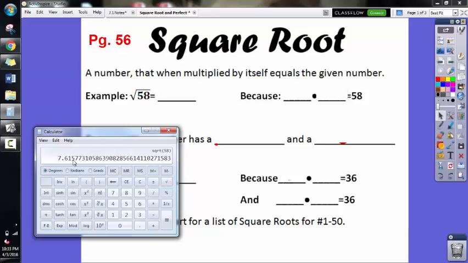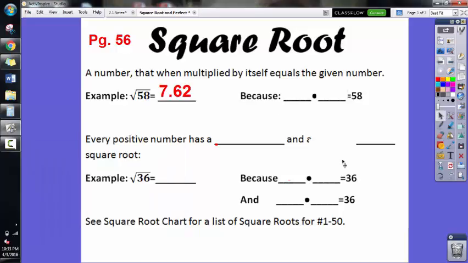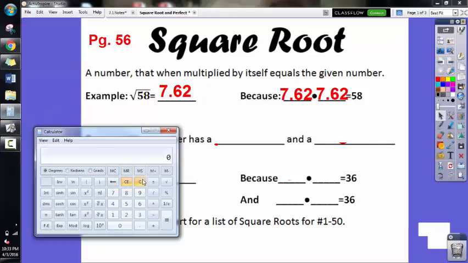All we need is 2 decimal spots. So 7.615, the 5 rounds the 1 up to a 2. So 7.62. So the square root of 58 is 7.62. And that is because 7.62 times 7.62 equals 58. If I pull my calculator up, I'll show you.